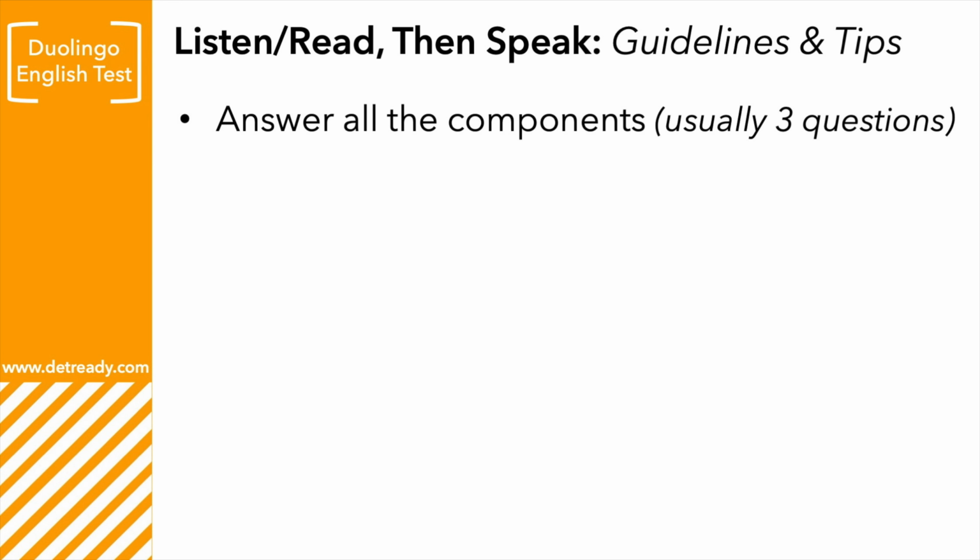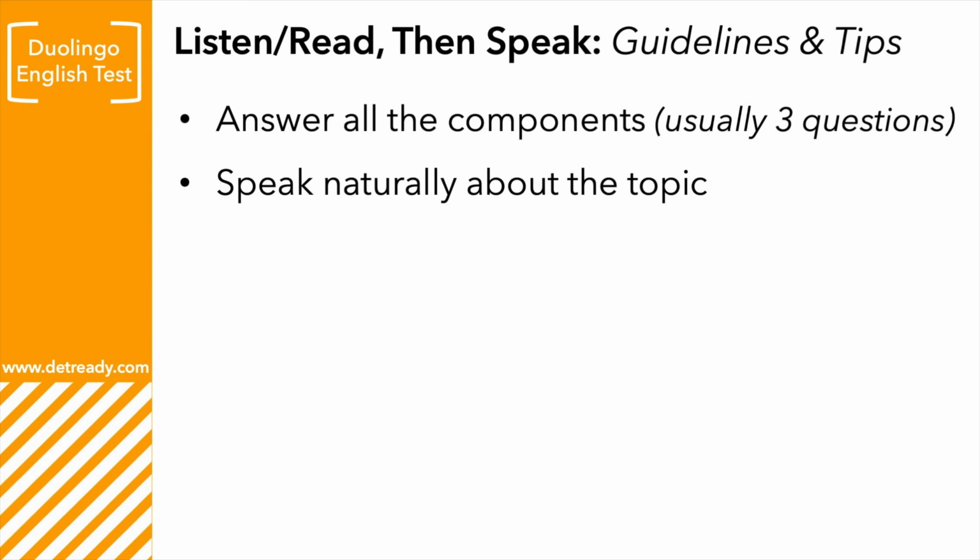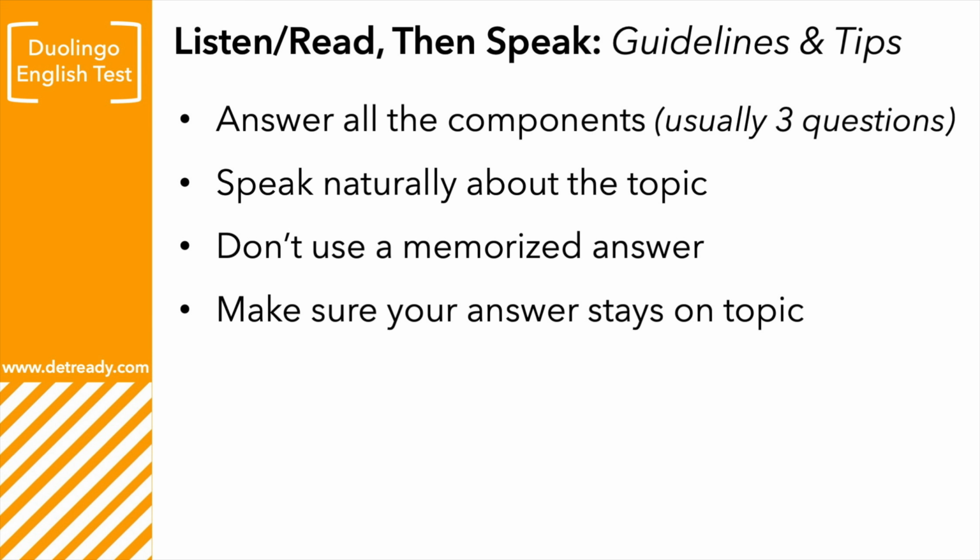It's important that you answer all of the components of the questions. So for the read then speak one, you usually have 3 questions, and it's a good idea to answer each question. Try to speak naturally about the topic. Do not use a memorized answer. That's really important. You are not allowed to use a memorized answer for any of the speaking questions on this test. So it's vital you answer the questions naturally. Do not memorize an answer before the test and use that. This is a test of your natural English, not your ability to memorize things in English.